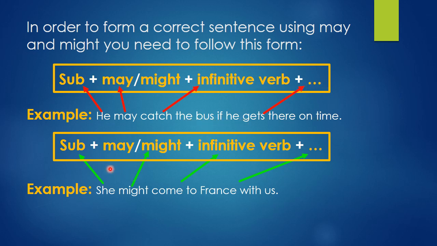Okay, so let's see another example for might. She might come to France with us. She is the subject, might as it is. Come is the infinitive verb, it isn't comes or coming or came, it's just come. To France with us is the rest of the sentence.